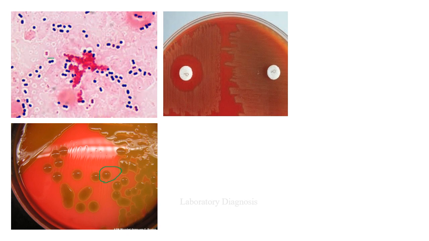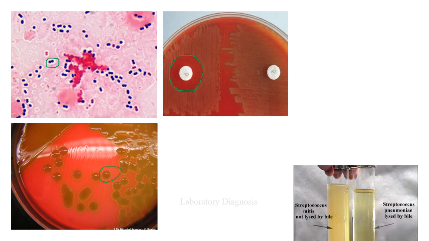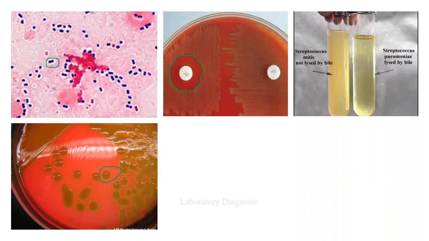You can see the diplococci and you can see this white halo, and that white halo represents the capsule again. And then the optochin disc, a zone of inhibition around it, which confirms your suspicion that this is Streptococcus pneumoniae. Bile solubility again, positive, will tell you Streptococcus pneumoniae.